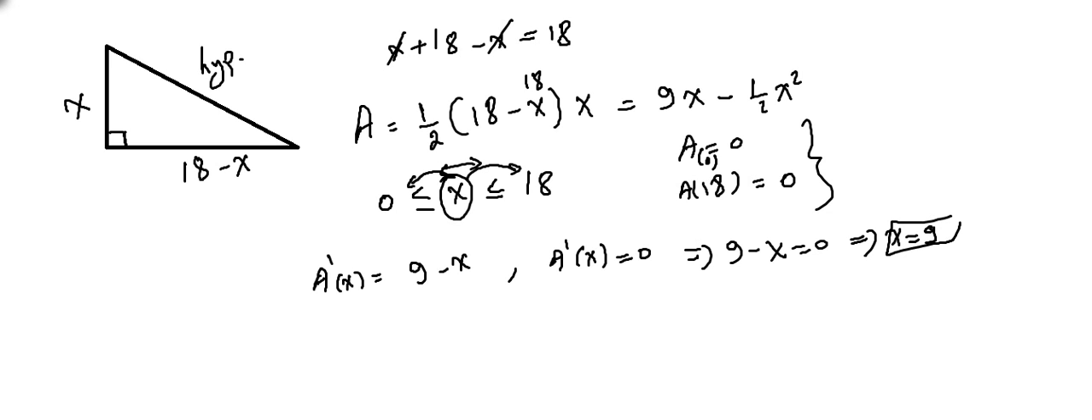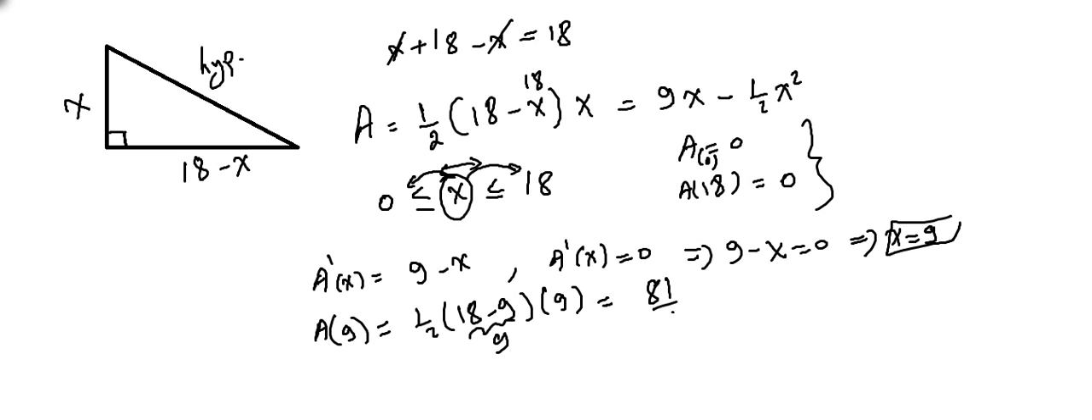All right? And this will work for sure, because if we find the area when x is equal to 9, this will be half times 18 minus 9 times 9. So the answer will be 9 times 9, 81, divided by 2. Therefore, the maximum area of the triangle is 81 divided by 2. It's 40.5 centimeters squared. And that's done.